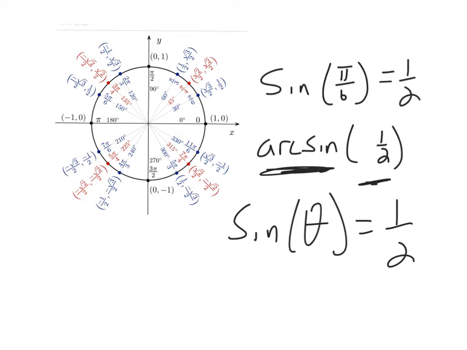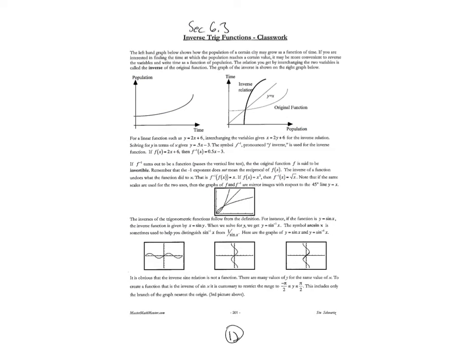So what I've got going on is a single input can give me more than one output. So that implies that the arc sine is not a function. And that's true with arc cosine, arc tangent, arc cosecant, etc. So let's talk about how to fix that.